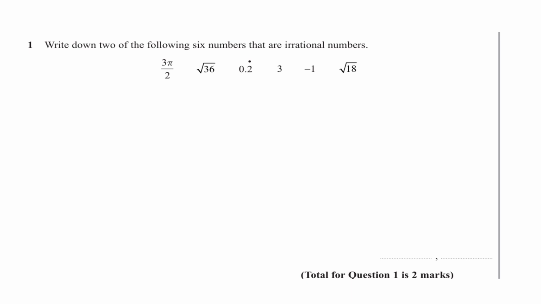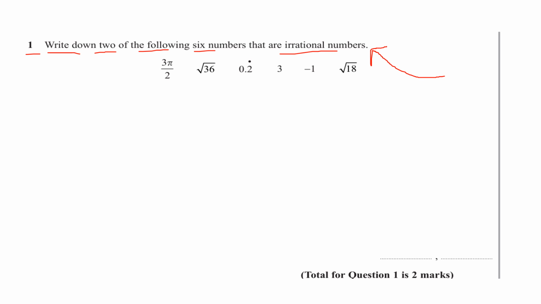GCSE 9 to 1 maths for the higher tier, types of numbers, in roughly 95 seconds. Question number 1: write down two of the following 6 numbers that are irrational numbers. So irrational numbers are numbers that cannot be expressed as a fraction or a whole number.